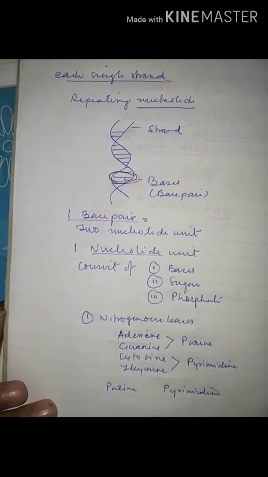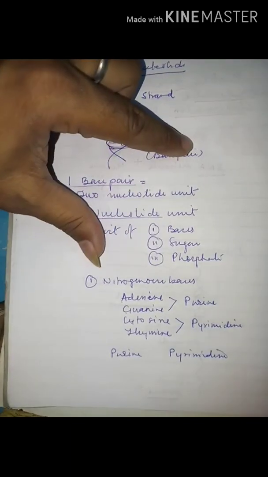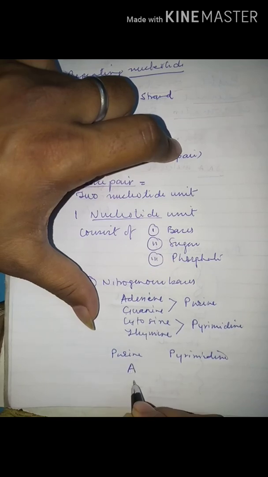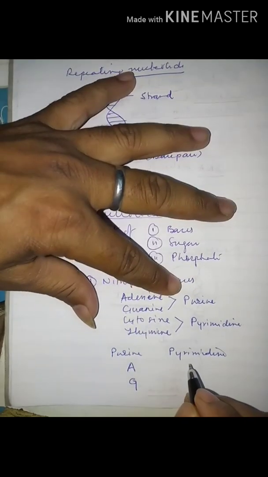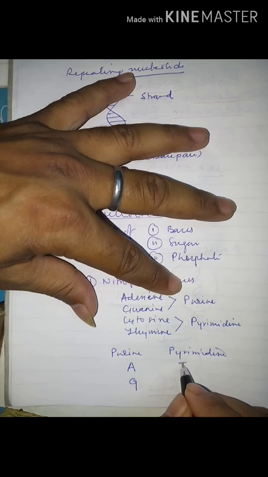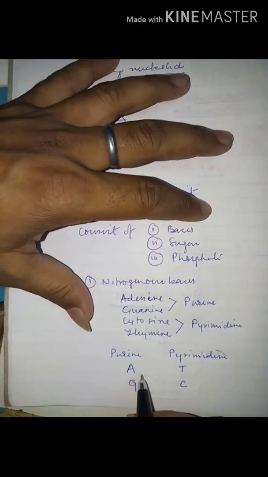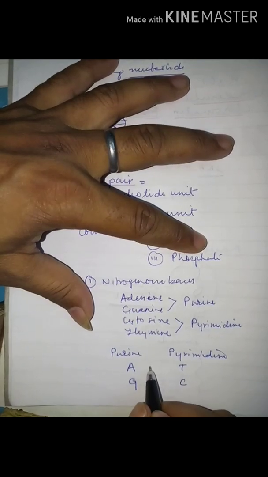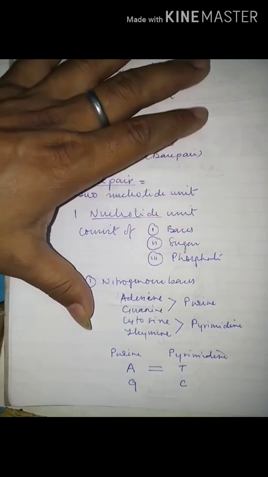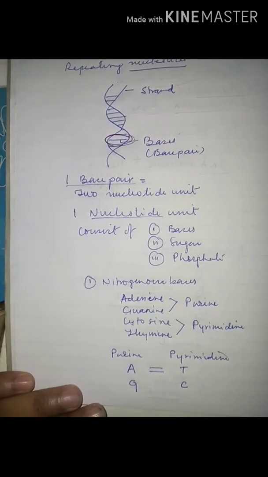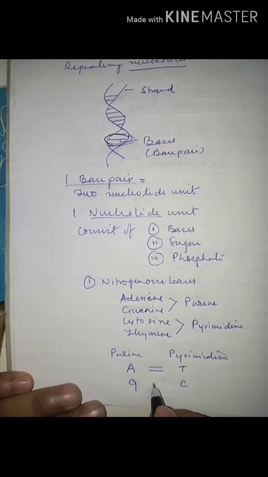The base pairing is always in between purine and pyrimidine. So purine bases are adenine and guanine. Pyrimidine bases are cytosine and thymine. Whenever adenine base pairs, it must base pair with thymine by double hydrogen bond, and when guanine base pairs with cytosine, that is purine with pyrimidine, then there will be 3 hydrogen bonds.